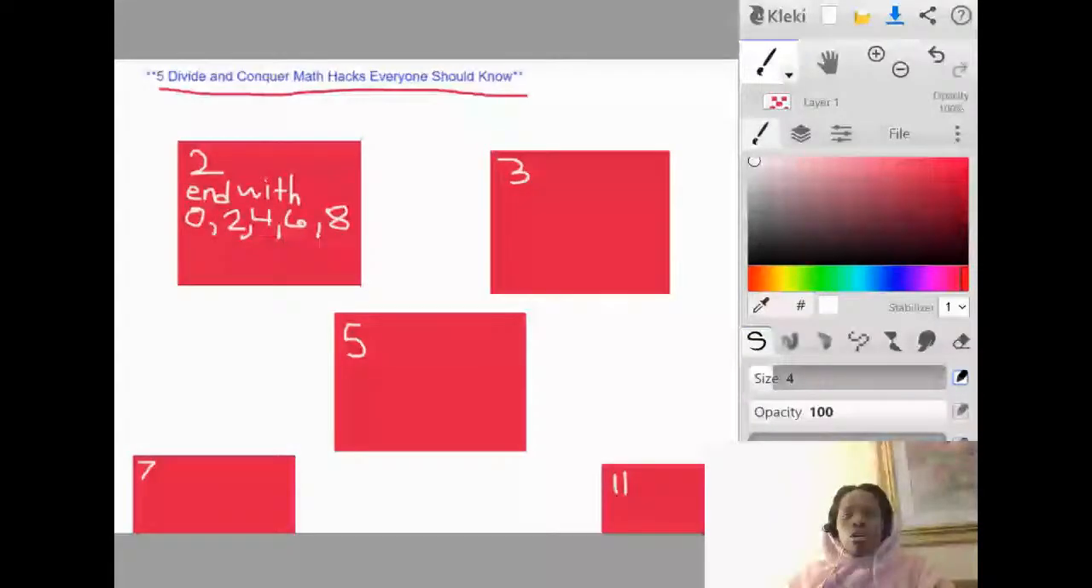For example, 48. It ends with 8. So we know you can reach it by skip counting by 2. That means 48 is a multiple of 2.